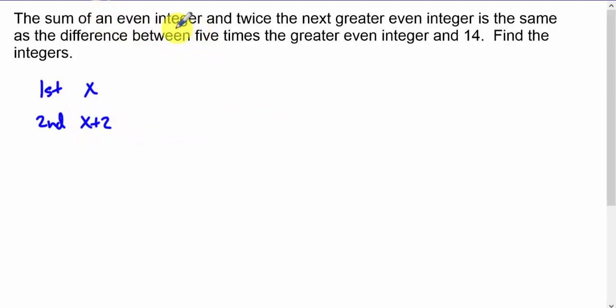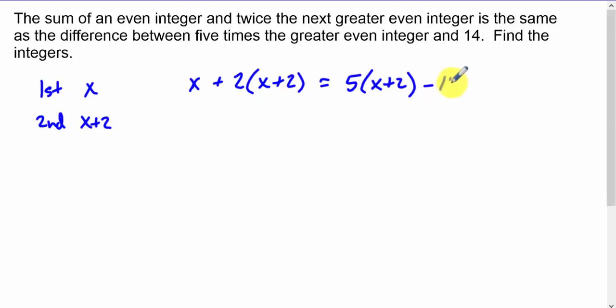And we'll say the sum of that even integer, x, and twice the next greater, x plus 2, is the same as the difference between 5 times the greater even integer, that's the x plus 2, and 14. And we're set to go there. So in this case, notice you're going to get x as an answer, and they want you to find both, so you're going to need to get x plus 2 as well. Just make sure you answer the question when you're done.